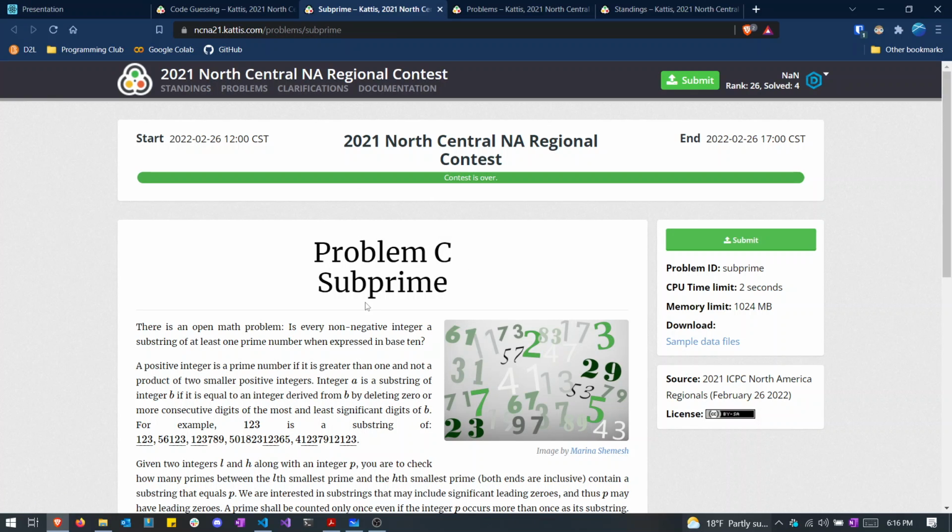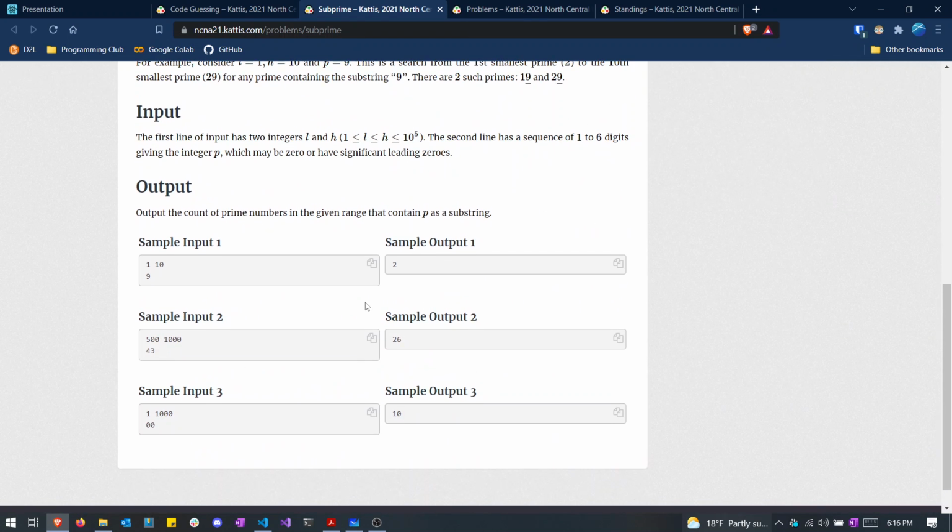Basically, all it was is you were given an input, say that first line, 1 to 10, is saying from the first prime number to the 10th prime number. And of all of those, we need to find how many of them have a substring of that second number. So in that first one, of all the prime numbers between the first one and the 10th one, how many of them have a 9 in them, and then we print that count as our answer.